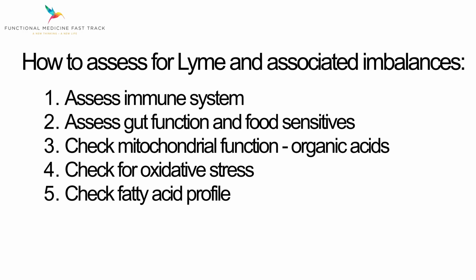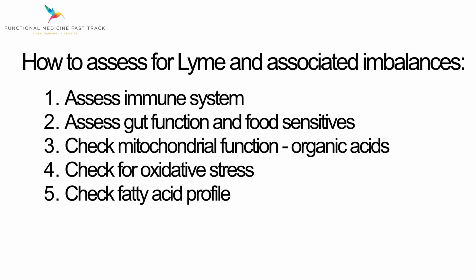So how do we assess for Lyme and associated imbalances? We need to be able to assess the immune system. At what point is that immune system? Is it completely tipped over? Is it in the early phase? Is it in a chronic phase? And I'm going to go through that now. We need to assess gut function and food sensitivities. Now, I'm not going to dig deeper into that because that's a separate talk, and we can go for a long time talking about that. But I want you to understand that that's a critical part of understanding Lyme and all the associated imbalances that it creates.